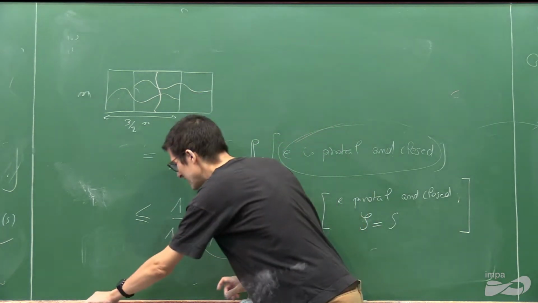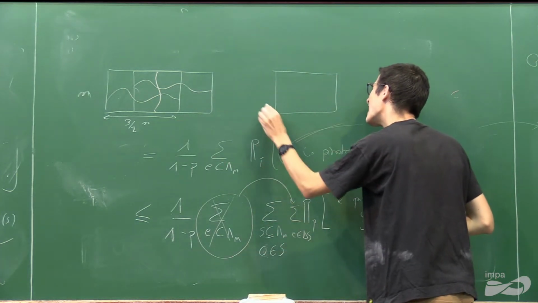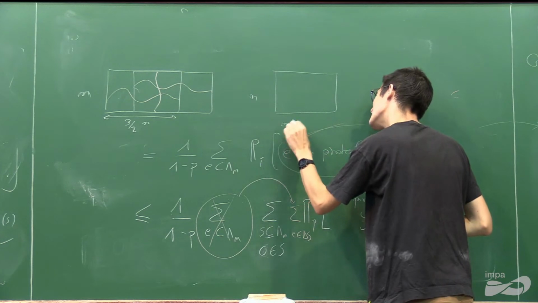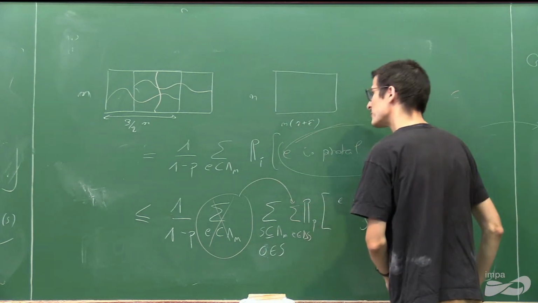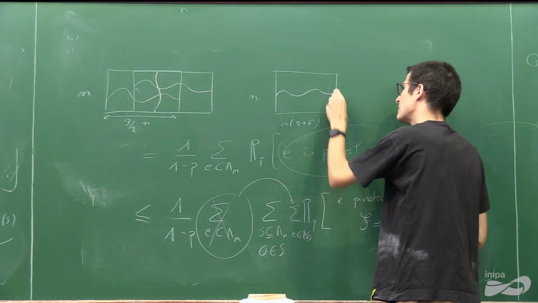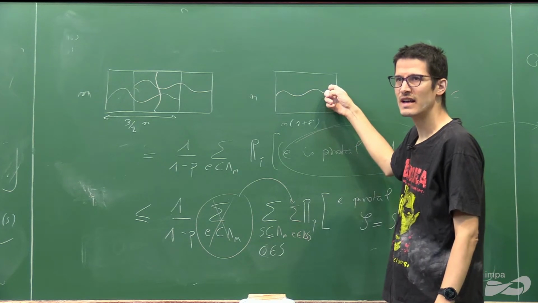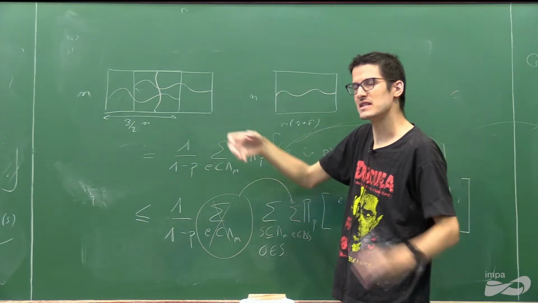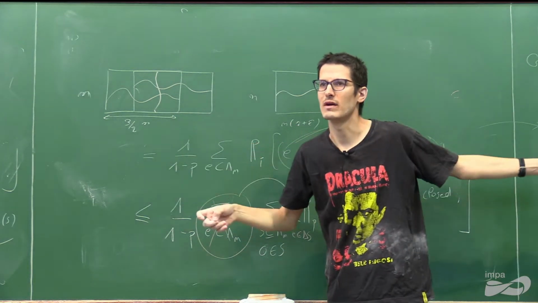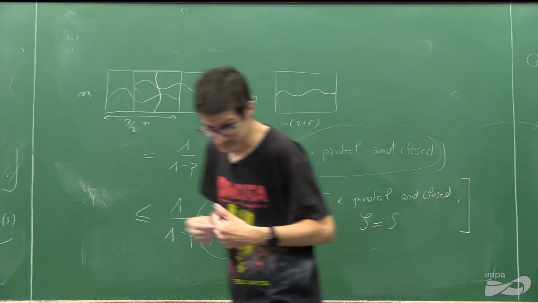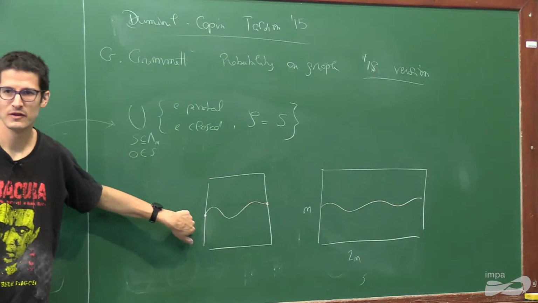And basically, extending this argument, if I can show that I can cross this rectangle with a probability that does not decay to 0, then I'm kind of done, because I can repeat this argument to go up to 3n over 2 and then to 2n. But I only know things for a square.